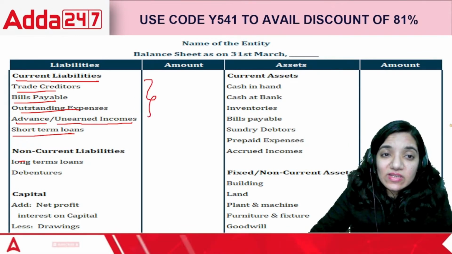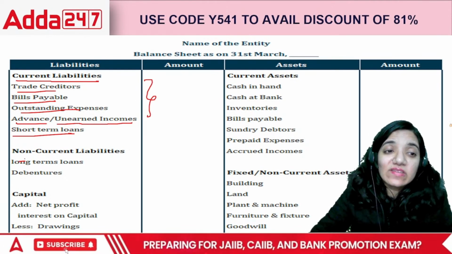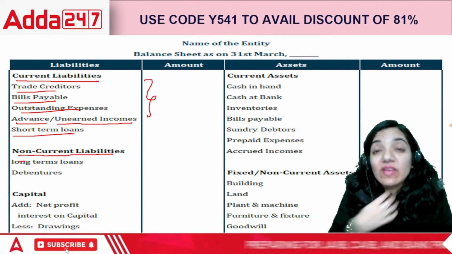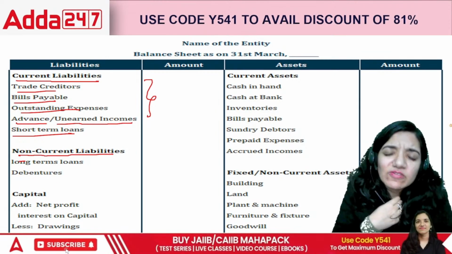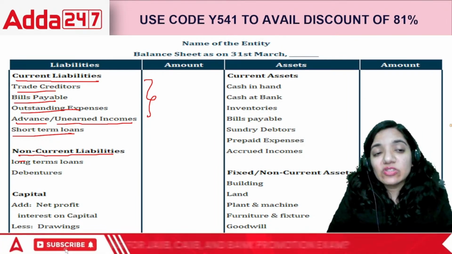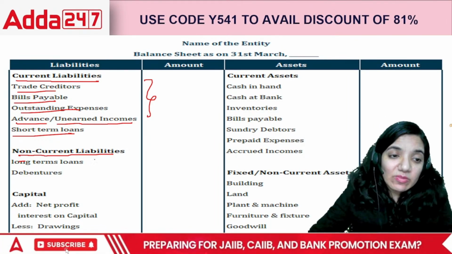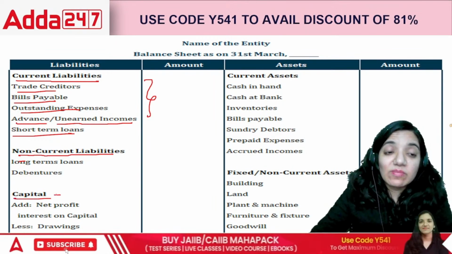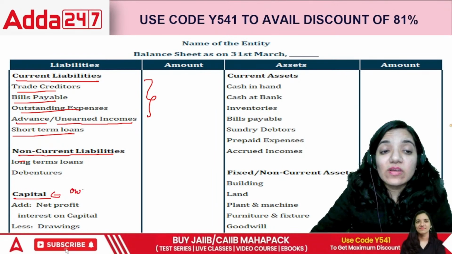And then we have the non-current liabilities, the liabilities which we are having but we are supposed to pay after a period of more than 1 year. That means the long-term loans or the debentures, right? And then we have the capital. The capital of the organization is the money invested by the owner itself.